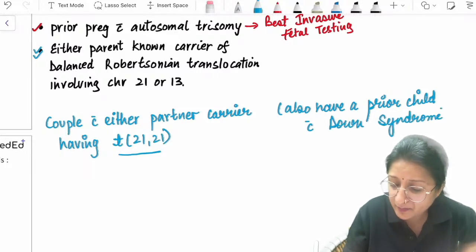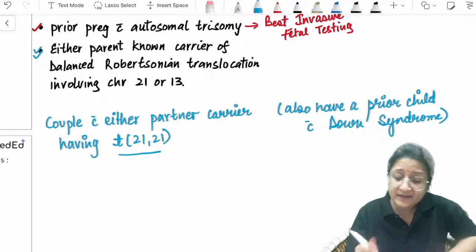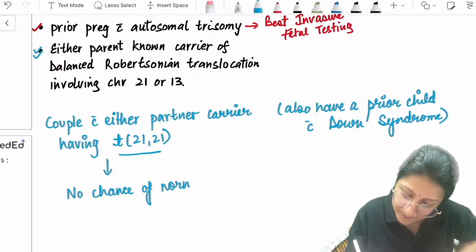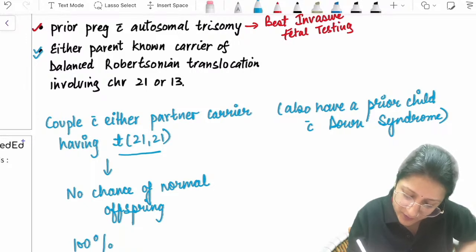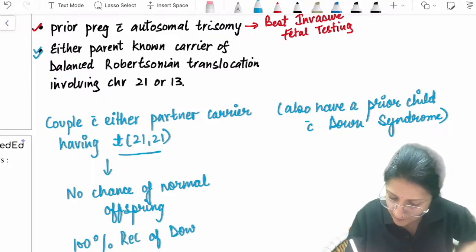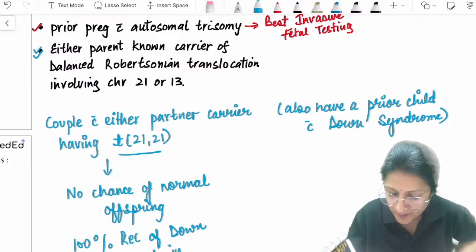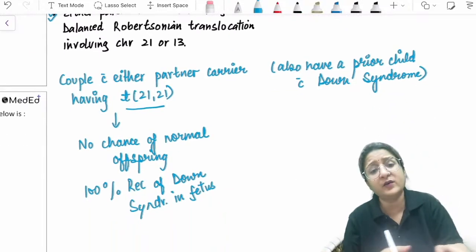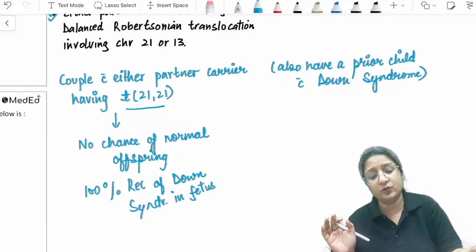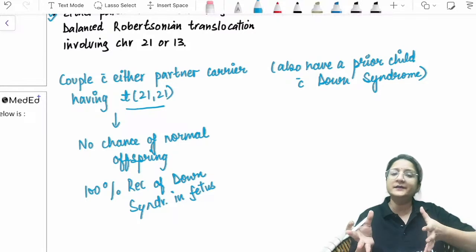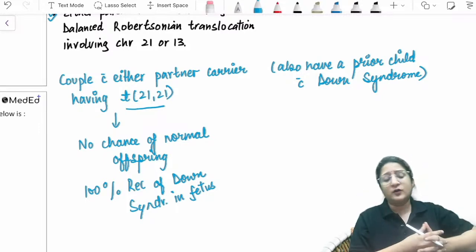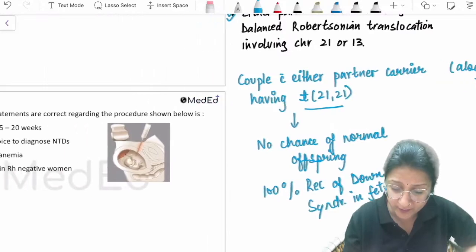Please remember that if either parent is a carrier, then there is absolutely no chance of a normal offspring. There will be 100% recurrence of Down syndrome in the fetus. Keep that in mind. That's an important point. Whosoever is carrying the translocation, whether mother or father, it doesn't matter. They will always form abnormal gametes, and there will be absolutely no chance of normal offspring. This is an extra edge pointer you need to keep in mind.